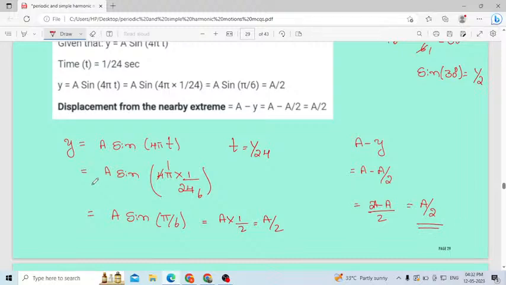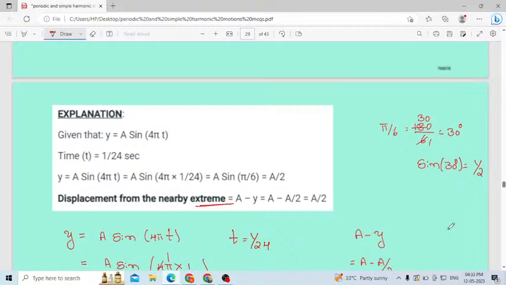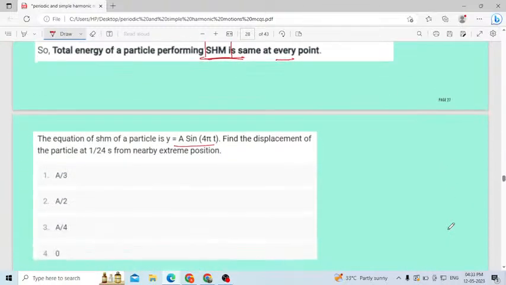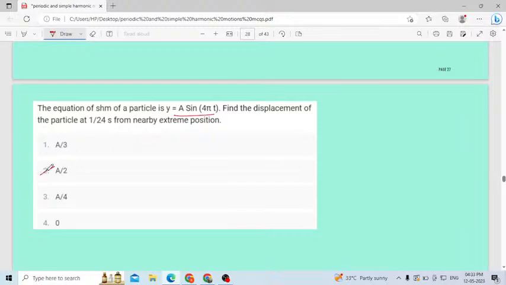Very easy question. Here they have given the value of time, t equals 1 by 24. Substitute here, both get cancelled and you will get pi by 6. Sine 30 degree will be 1 by 2, so a by 2. Then you know the displacement from the nearby extreme point is a minus y; that one you have to remember. Substitute the value of y, a by 2, take LCM, and you will get a divided by 2. The correct answer for this question is a divided by 2.